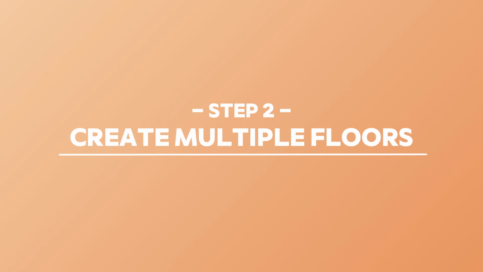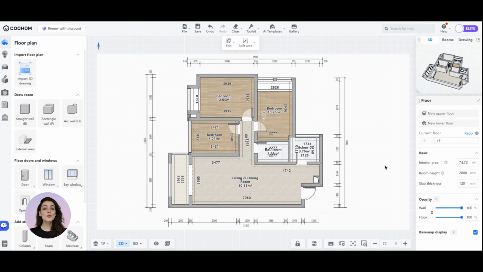Step 2. Create multiple floors. Before creating multiple floors, you need to determine the height of the first floor before building the second floor. You can modify the height of the room in the Properties panel on the right. After the height modification is completed, click New Upper Floor to create the second floor. Set the floor name and generate location, and you can choose whether to copy the first floor plan structure. Then click Confirm.